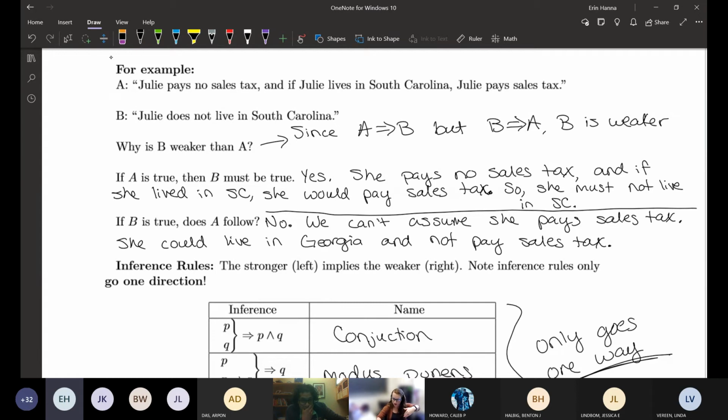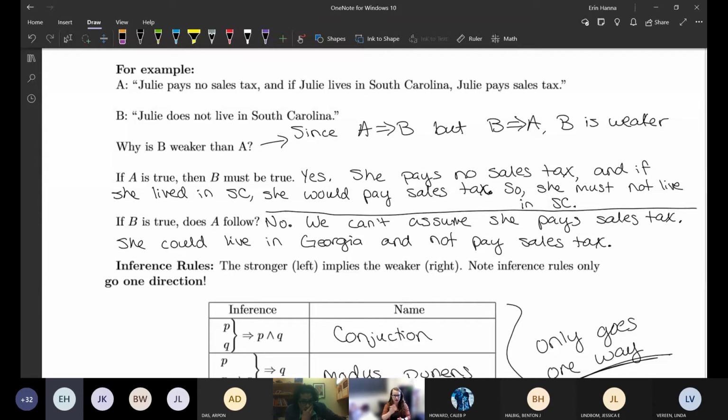So A gave us B because if we know that she pays no sales tax, and we know that if she lived in South Carolina, she would pay sales tax, then we can imply that she must not live in South Carolina. So essentially, if we know the first statement, we must therefore also know the second one. So A gives us B. A, therefore, B is true.